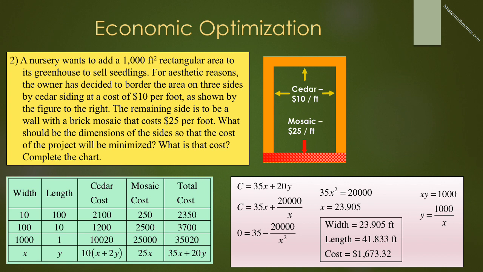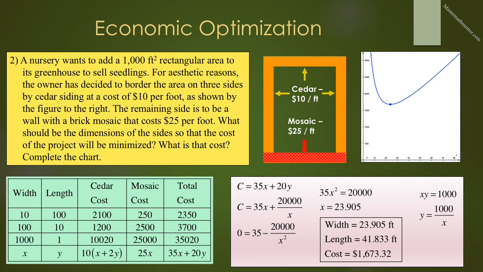So we find that the width, which is where the mosaic will be, is 23.905 feet, while the length, which is where the cedar will be, is 41.833 feet. And the total cost of the project is $1,673.32. That is the minimum cost for building this rectangular area.